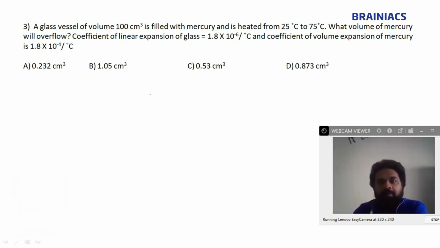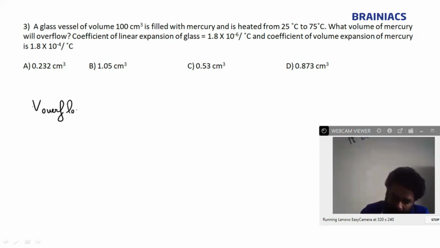a glass vessel of volume 100 centimeter cube is filled with mercury and is heated. So the initial volume of vessel as well as the liquid is 100 centimeter cube, and it is heated from 25 degrees Celsius to 75 degrees Celsius. What volume of mercury will overflow? We need to understand the apparent change in the volume.